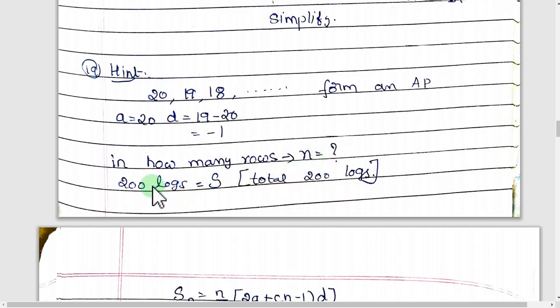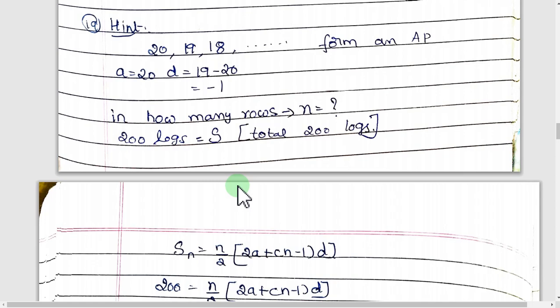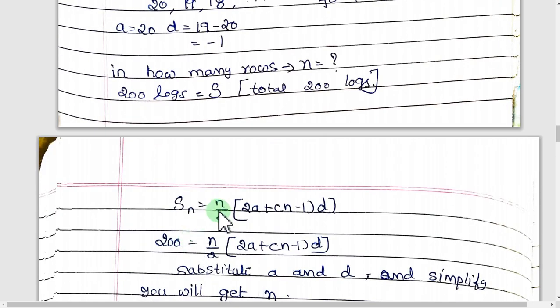The total number of logs is 200. If you add the count of logs in each row, it has to reach 200, so it is a sum. They need a total of 200 logs. Since the sum is given, we have to use the sum formula: Sn is equal to n by 2 into (2a plus (n minus 1) into d). Here n is unknown. If you substitute here and simplify, you will get the value of n.